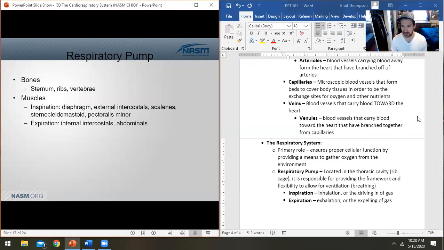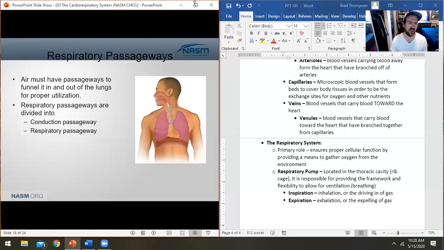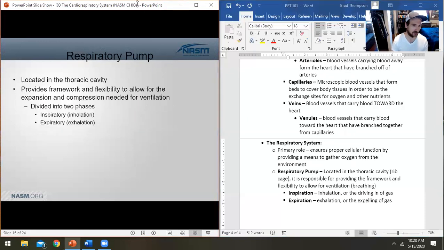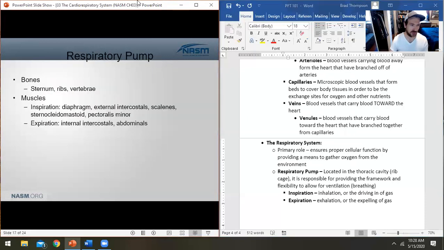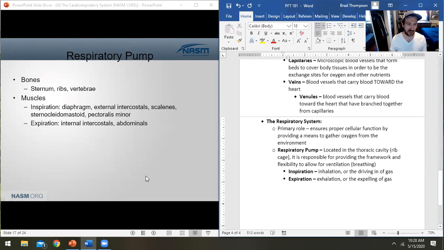So you've got some bones here. You've got things like your sternum, that breastbone. You've got your ribs, and you've got all of your vertebrae, which also move around a little bit in relation to your breathing. You can start to understand why it's so important to understand this when we look at poor posture. Looking at that respiratory pump, we have those bones.